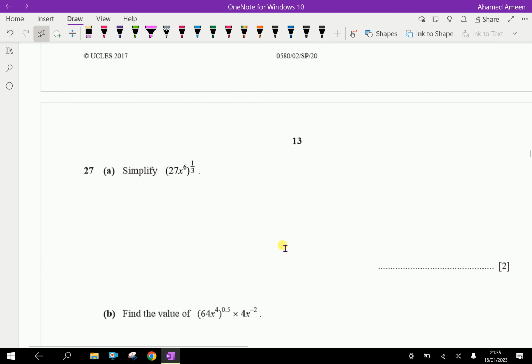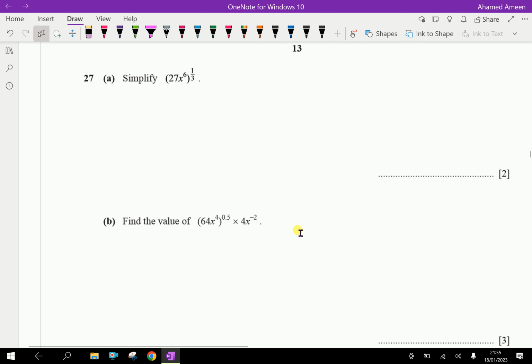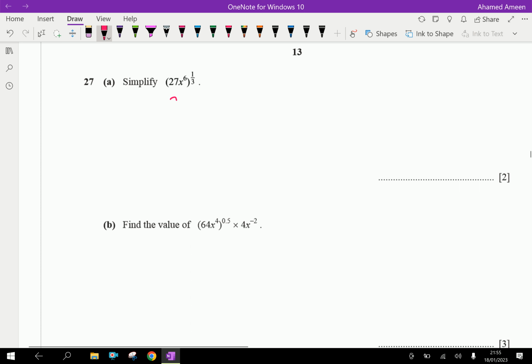Next question. Simplify this. Here 27 can be written as 3 cube, x power 6, whole power 1 by 3. 3 cube to the power 1 by 3 is 3. X power 6 to the power 1 by 3 is x square. So the answer is 3x square.